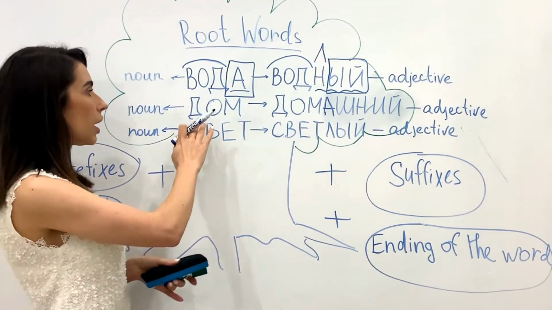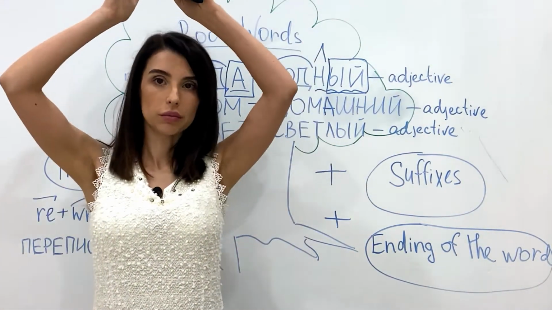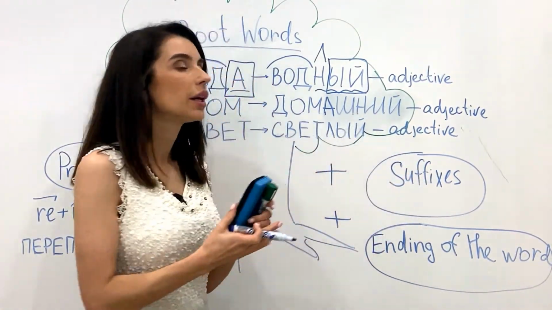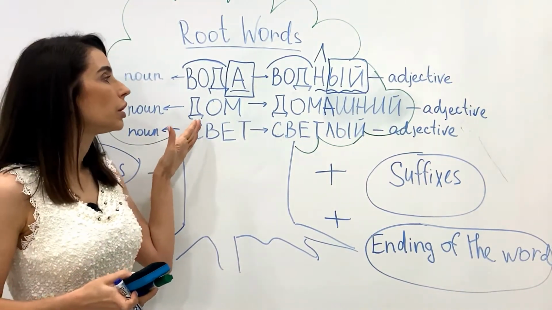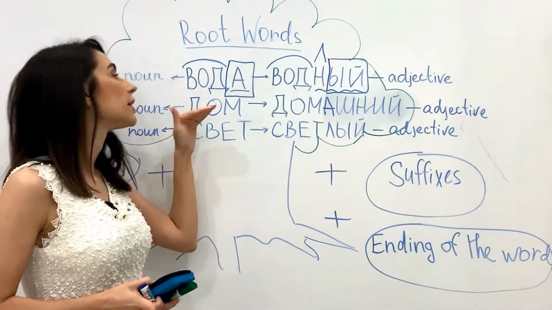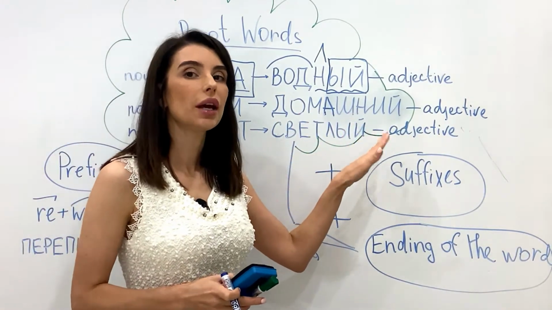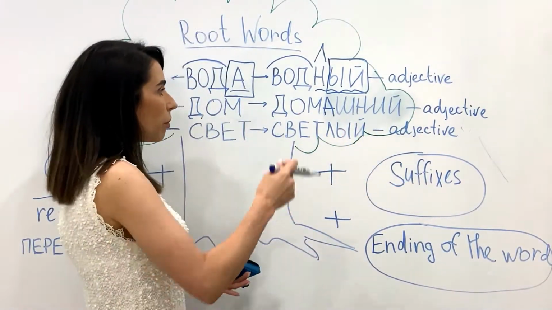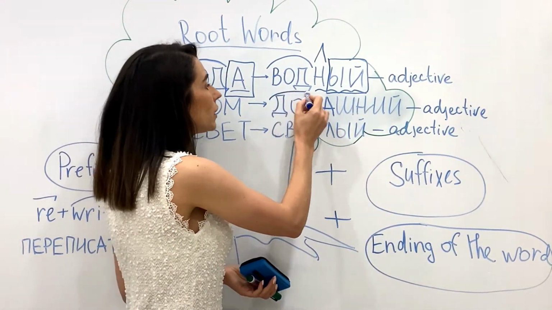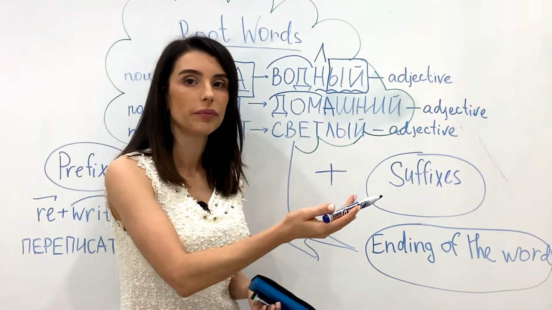Okay. Another, дом. Дом, it means house. Дом. Домашний. Домашний, it's too familiar words, but дом is a noun, домашний, adjective. But what is similar between the two words? Again, it's the root of the word, дом.